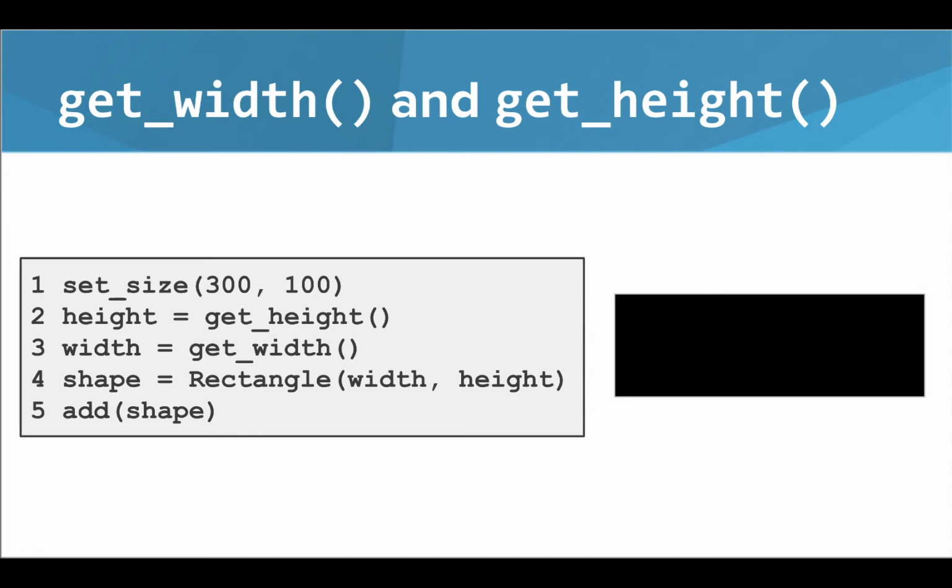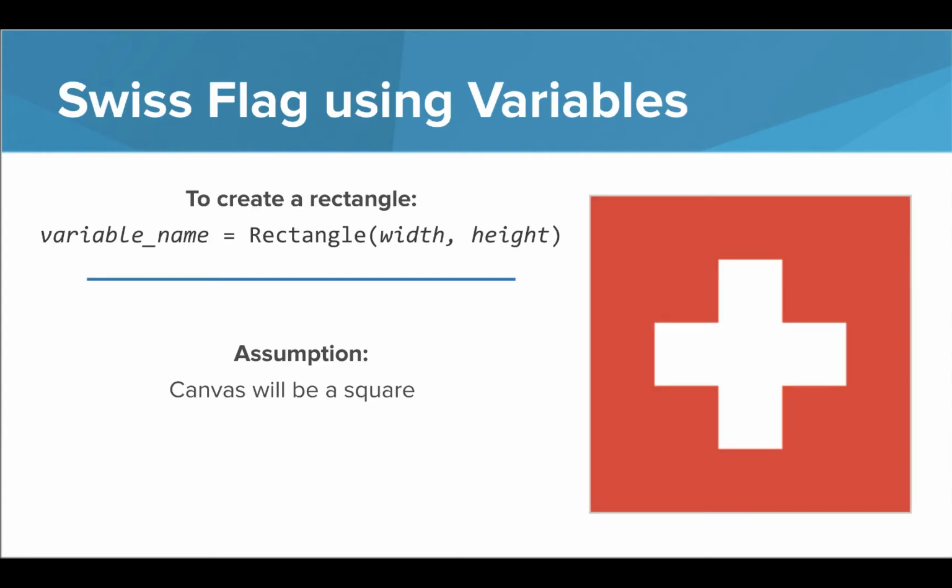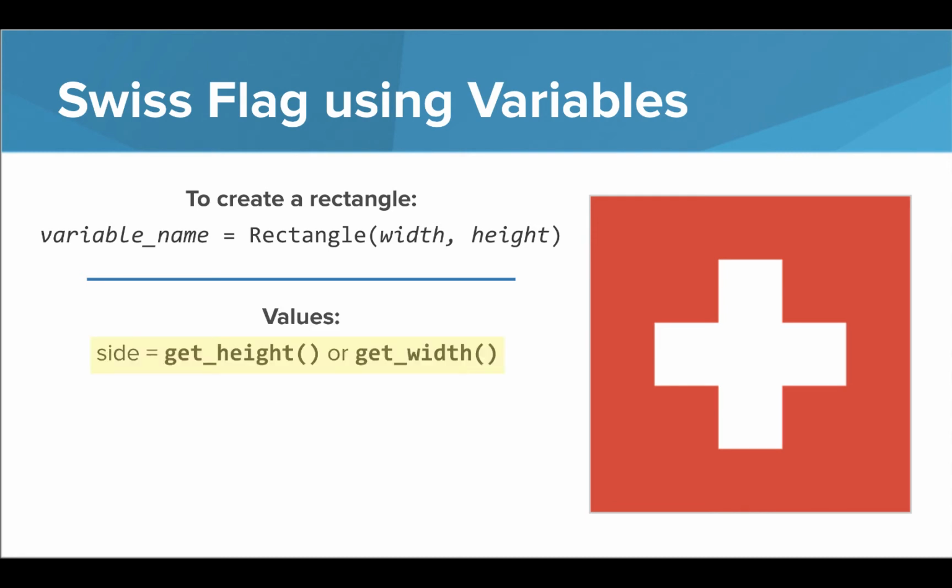Let's take a look at how we can use these commands in our Flag of Switzerland program. If the dimensions of our canvas can now change, we will need to use variables in place of static numbers. Our assumption is that the canvas is always a square. The first thing we can do is save the value of either getWidth or getHeight inside a variable labeled side, because our canvas is a square, so both dimensions should be equal. Now we know that we want our red rectangle to fill the entire canvas, so we'll set that variable equal to the value of the side variable.